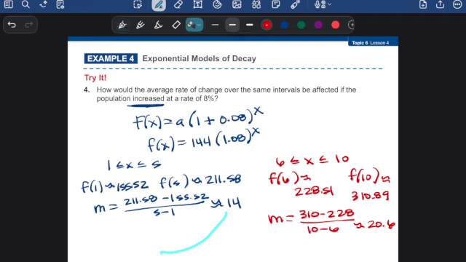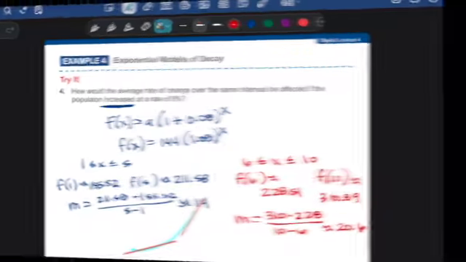So then if I draw those slopes again, here the slope is not as steep, and then the slope is going to get steeper as I continue on. So yes, it's going to be increasing at a faster rate.